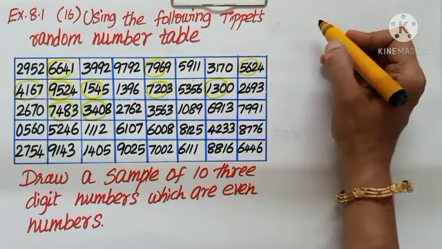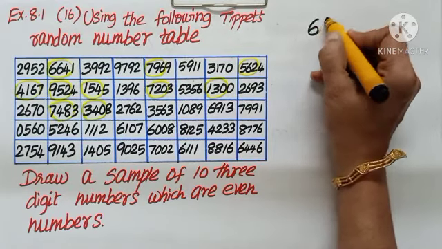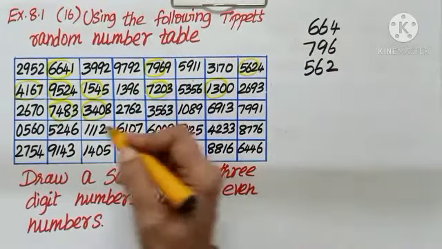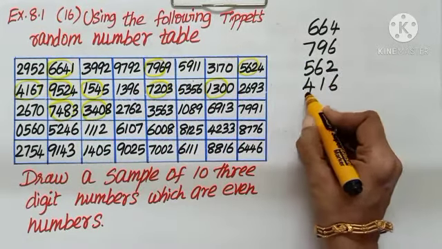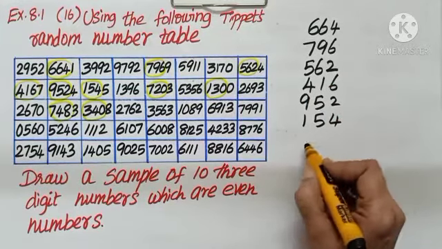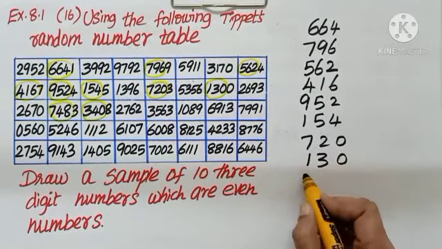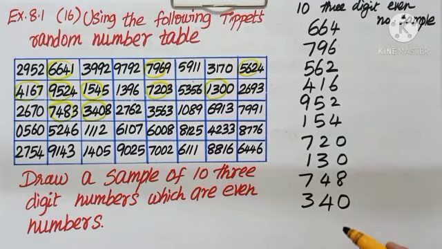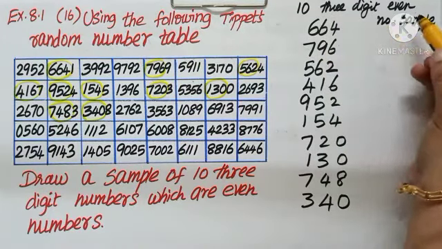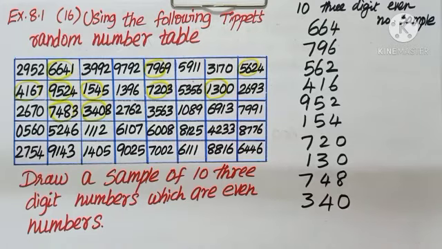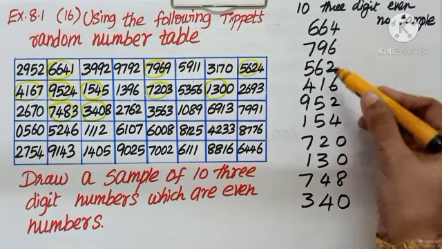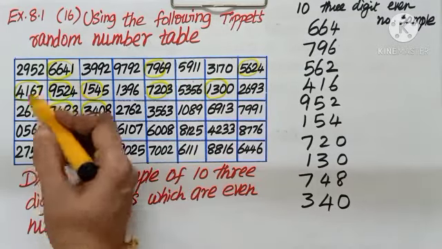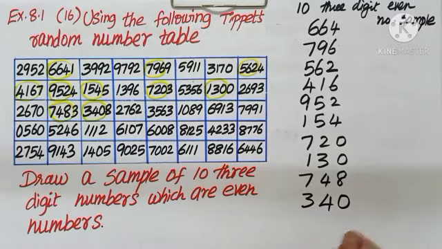So what are the random samples that we have chosen? 664, 796, 562. Let us write the numbers. 416, 952, 154, 720, 130, 748, 340. So these are the 10 3-digit even number sample that we have chosen. Again, I tell you, this answer is not unique. Anyone can select in any way, row wise, column wise, diagonally. Answers may vary.